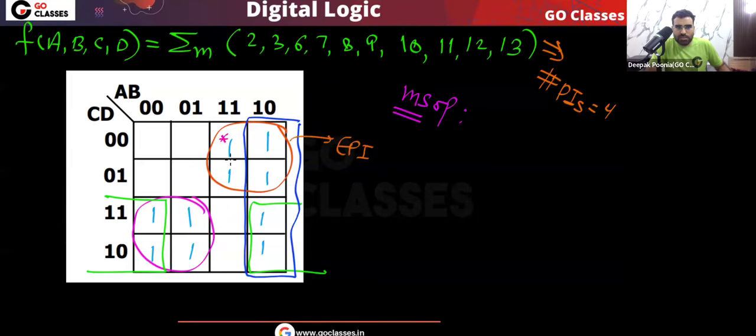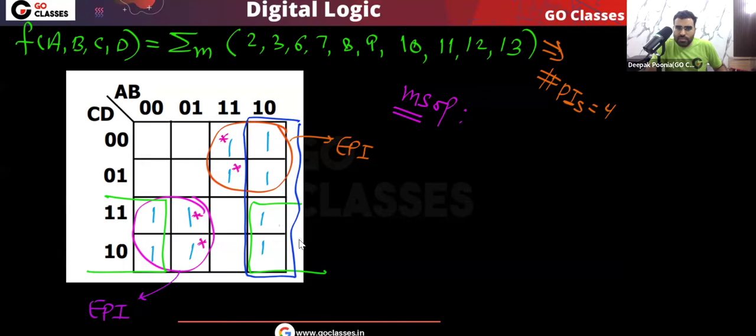You can notice this one cell is also covered uniquely by a PI, but that is the orange PI, so that is already an EPI, we have already mentioned. So, very easy point, these are the one cells which are covered uniquely by a PI. Also you can see this one cell and this one cell are covered uniquely by this pink PI. So this pink PI is also an EPI.